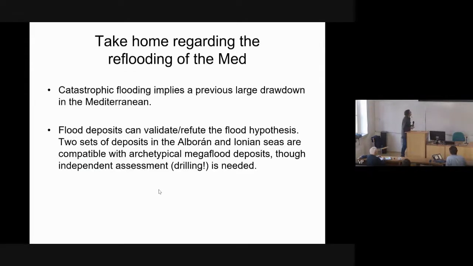And the final one is about the flood itself. Catastrophic flooding implies a previous large drawdown in the Mediterranean, for the reason I mentioned before. So those two things go linked together. And flood deposits can validate or refute the megaflood hypothesis in the Mediterranean. We need to really touch those. We need to drill them. This is what we are aiming at.